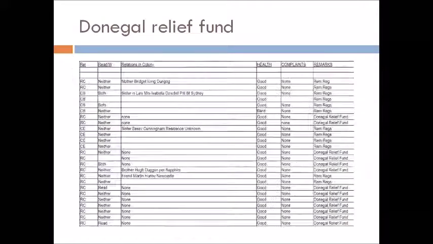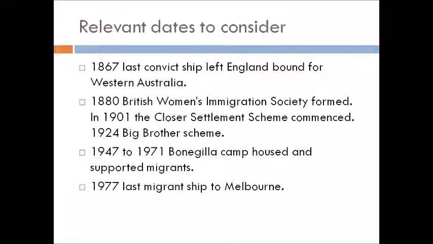So going on. So then the last convict ship left England for West Australia. Then we have a number of more societies and more schemes to bring immigrants out. You've got the Women's Immigration Society, which literally was only bringing women out. The Closest Settlement Scheme, after Federation, the government decided they needed more families to come out. So that was bringing British families to Australia. The Big Brother scheme in 1924 was bringing young men and teenagers out to get experience at farming.